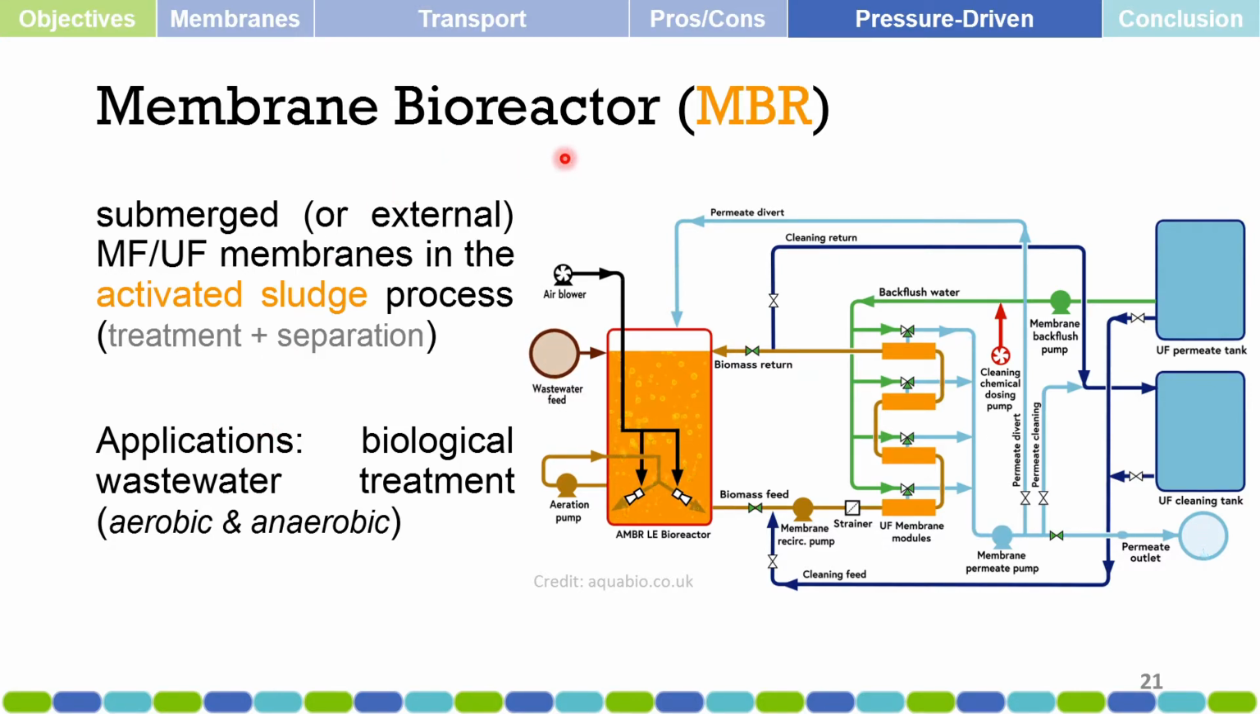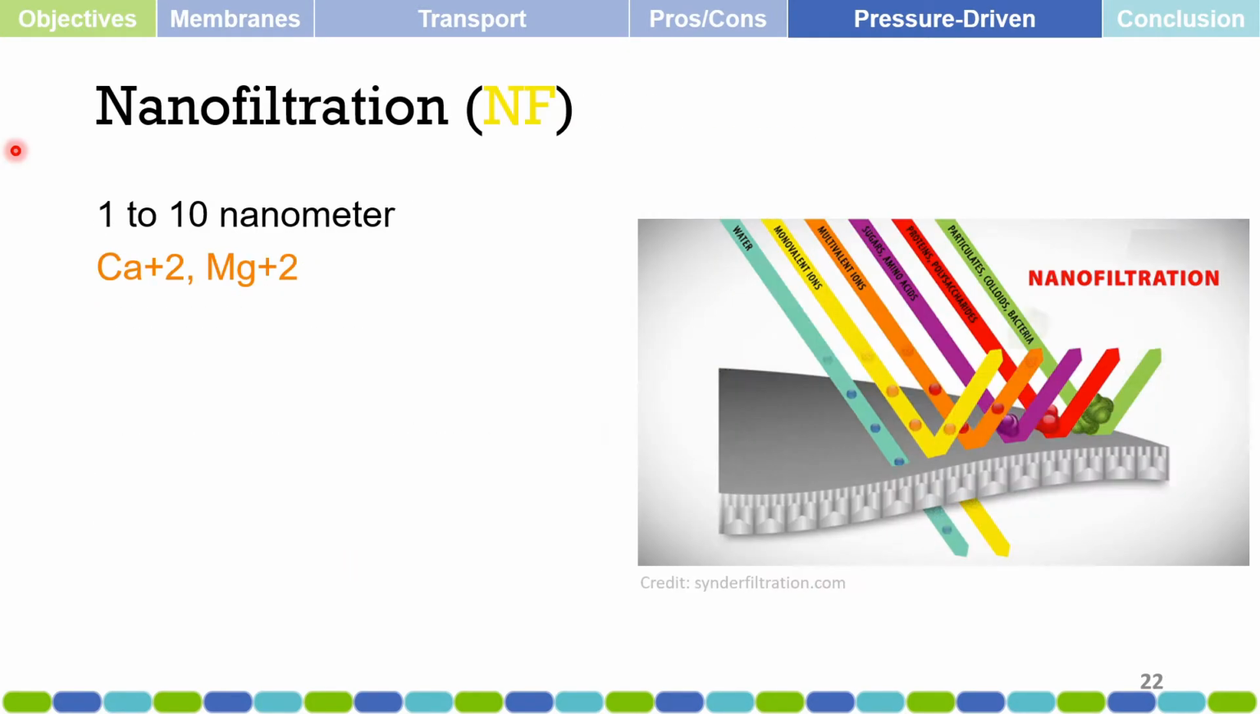This membrane bioreactor can be applied to both aerobic and anaerobic processes. So they can be applied to biological wastewater treatment, whether it's aerobic or anaerobic.